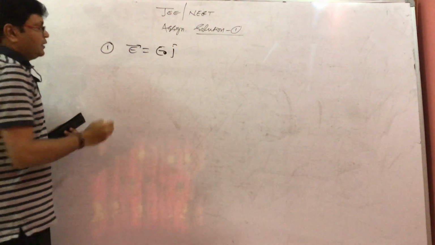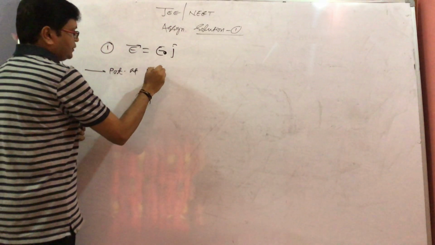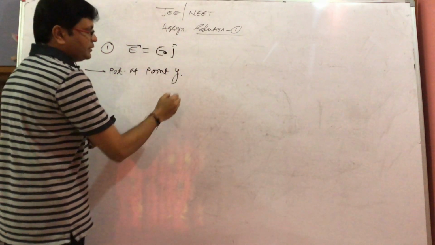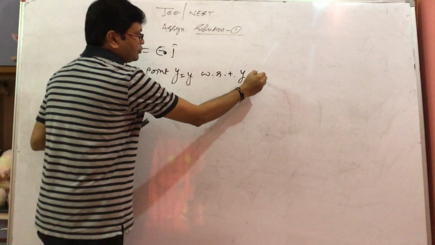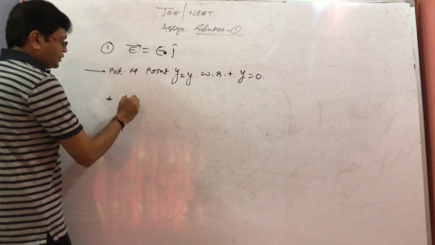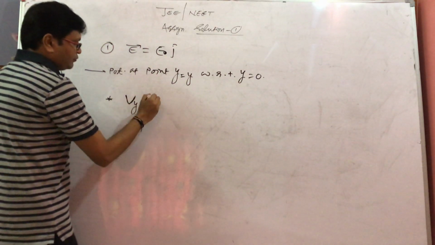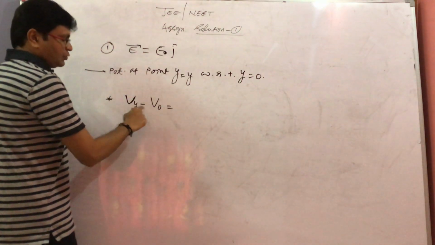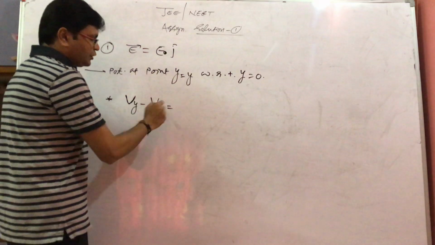You know that very well. Your target is to find the potential at point P, or I can say at y is equal to y, with respect to y is equal to 0. That's your target. We already have an idea about the potential at y with respect to 0, so the potential at point y with respect to 0.